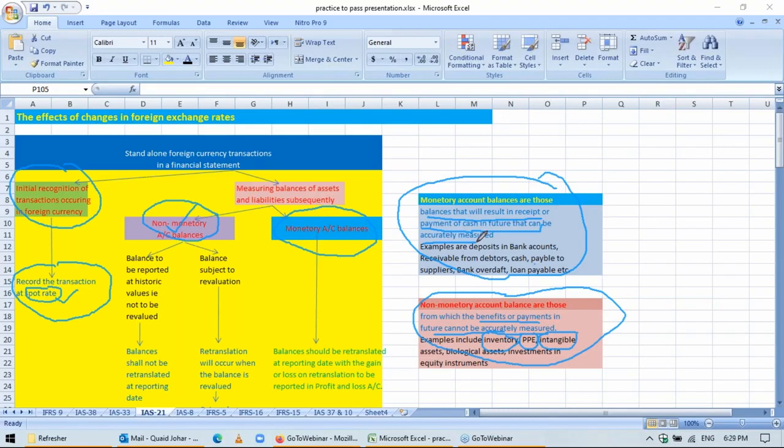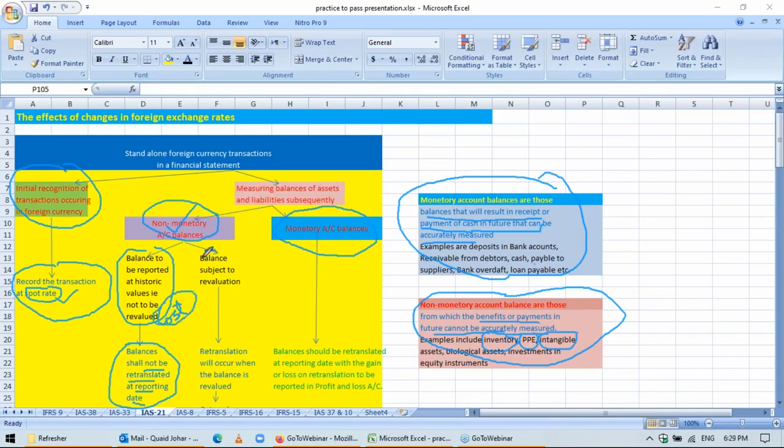Now as the building is a non-monetary item, we will not retranslate it. So they say the balance is to be reported at the historic values. That is not to be revalued. If you are using the cost model, they are telling you that you will not take the effect of the changing foreign currency rate. Balances shall not be retranslated. You will not retranslate the balances at the reporting date if you are using the cost model.